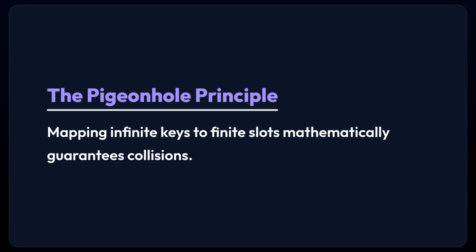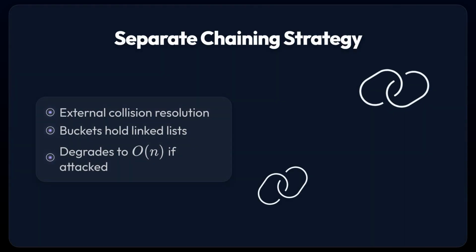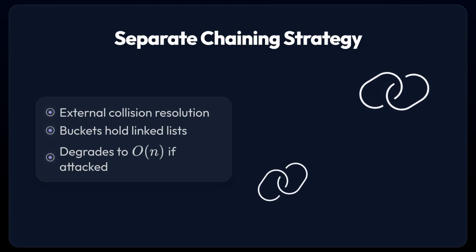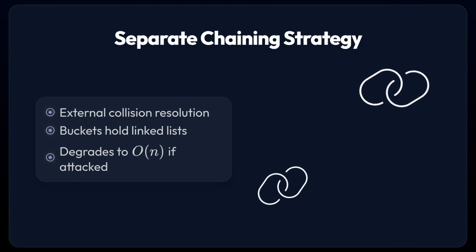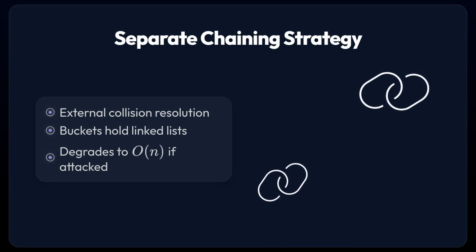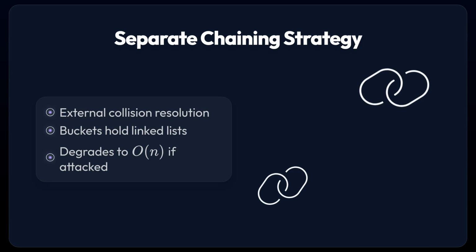The first defense against collisions is separate chaining. When keys collide on an index, we simply attach them externally using a linked list. It is robust, but if a malicious user forces many collisions, the system degrades into a linear search, crashing performance to big O of n.